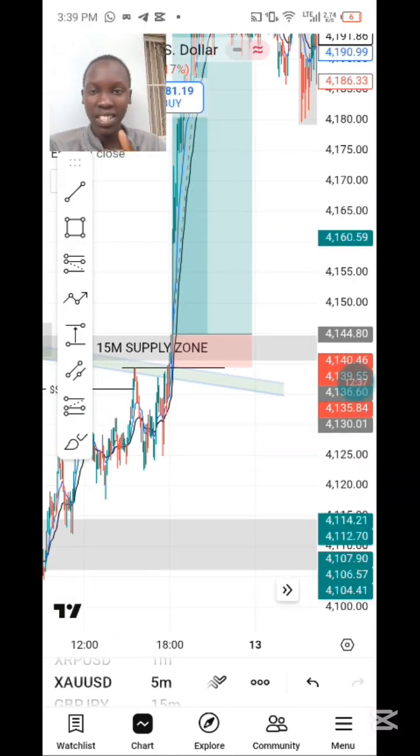Bro, this is a secret in gold. If you wait for the retest, you'll always be left behind. So you enter after the breakout, then you capitalize from it. As an experienced trader of gold, I have been observing how the market is.